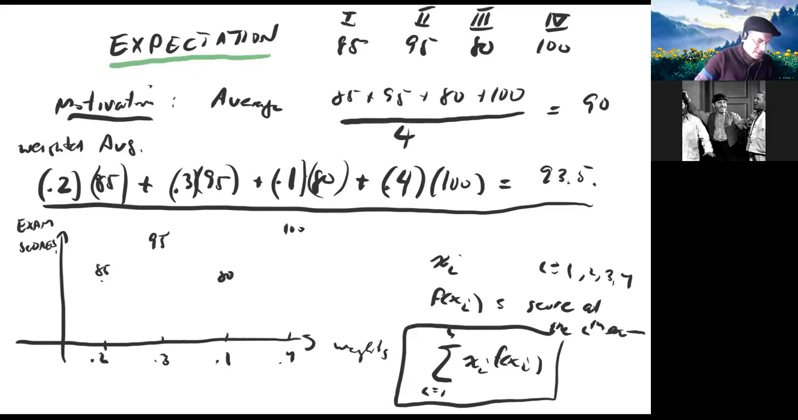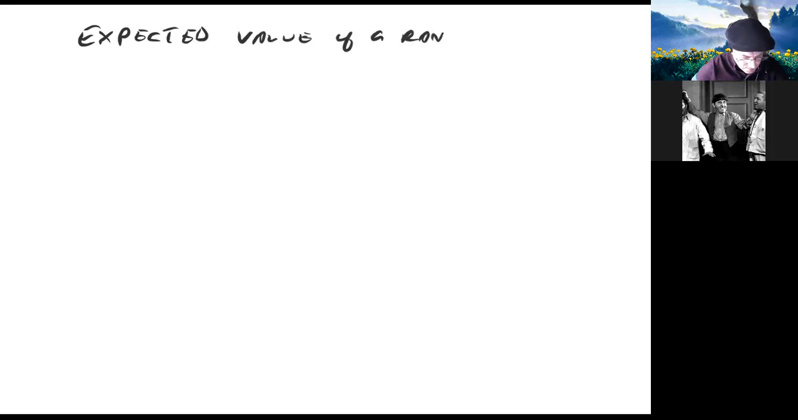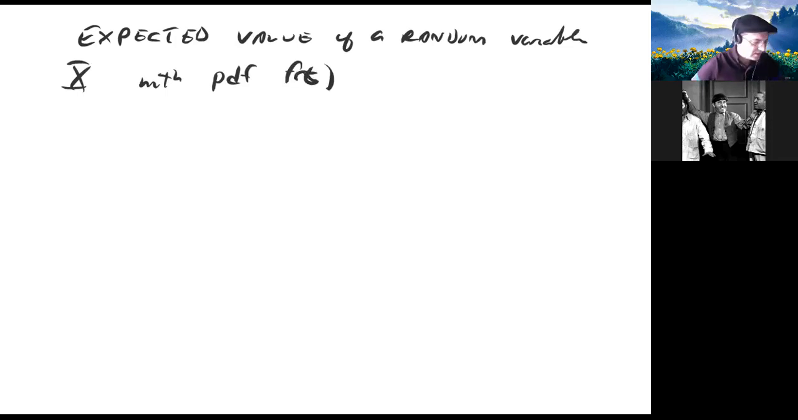Okay, so that's in the case of something discrete. What I'd like to do is generalize this to a continuous random variable, and this was all motivation just now. Now I'm getting to the meat. So this is the expectation, or the expected value, of a random variable x with associated PDF f of x, or f of t. Let's say f of t.